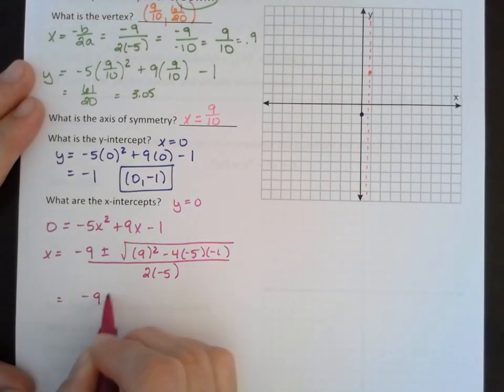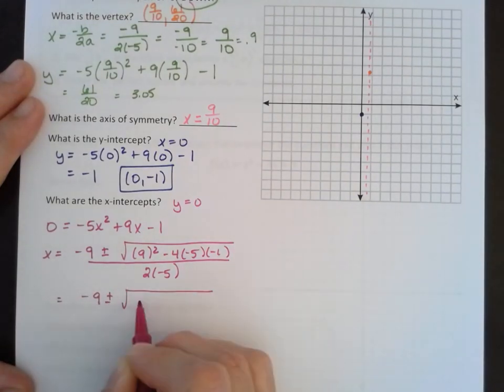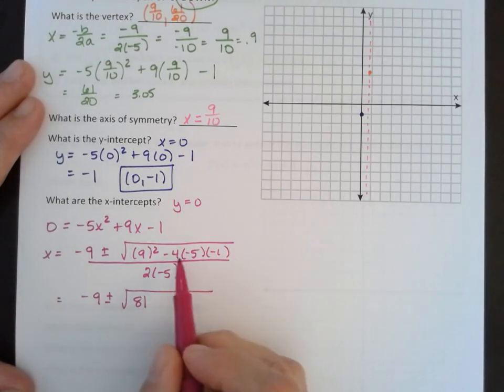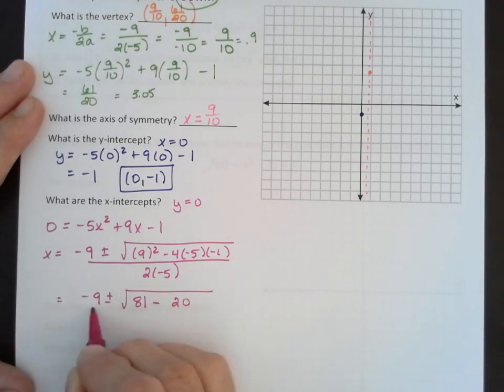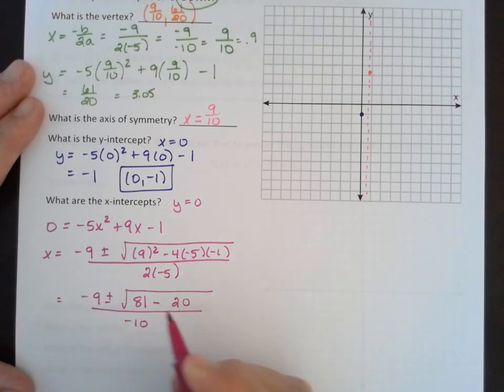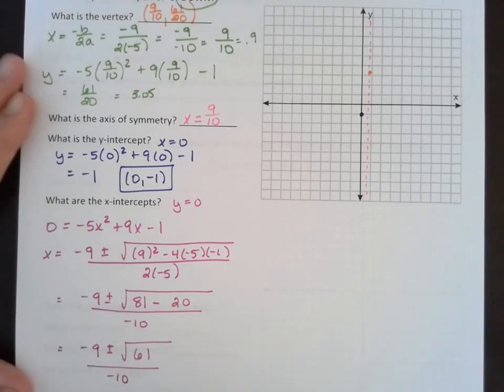So negative 9 plus or minus the square root of 81. Negative times negative times negative is a negative. 4 times 5 is 20, times 1 is still 20. And that's over negative 10. So negative 9 plus or minus the square root of 61 over negative 10.